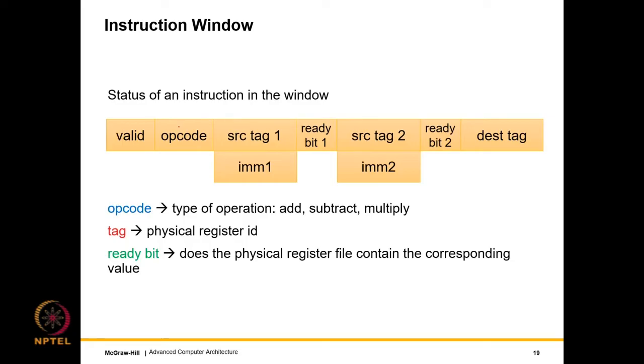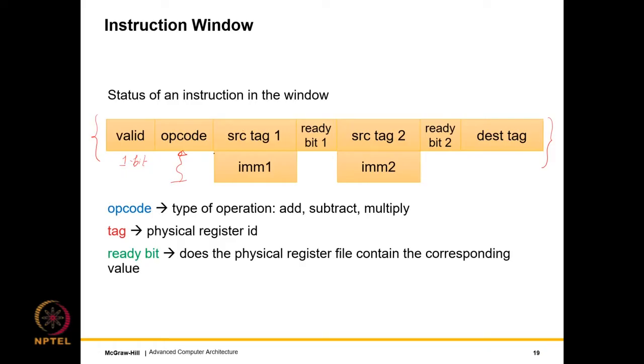So what is the status of an instruction in the window? What are all the fields? It has a lot of information associated with it, so let us go over them one after the other. The first field is whether the entry is valid or not. Almost all queue-based structures would have such a single bit entry, a 1-bit entry to say if the entry is valid or not. The next is the opcode, the operation code of whether we are dealing with an add, subtract, multiply, or divide instruction.